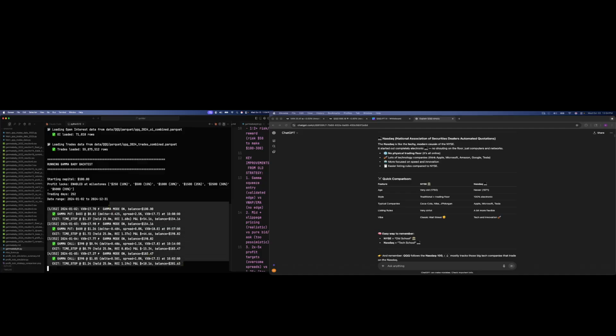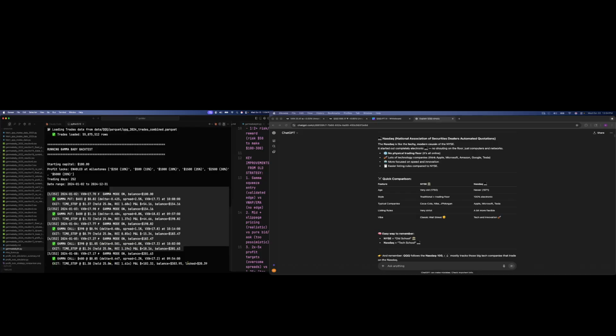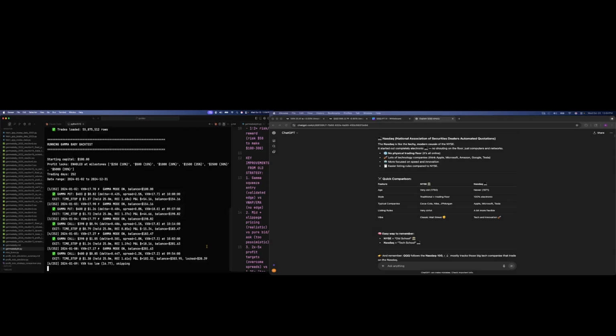So the first 5 trades, 1, 2, 3, 4. The first 4 trades, let's call it the first 5 trades now. Out of the 5 trades, we have 4 that were profitable, 1 that we lost money. But the other 4, we make money, right? So I'm just going to let this strategy do its thing, and then we're going to talk about a few of the results once we have a few more populated here.